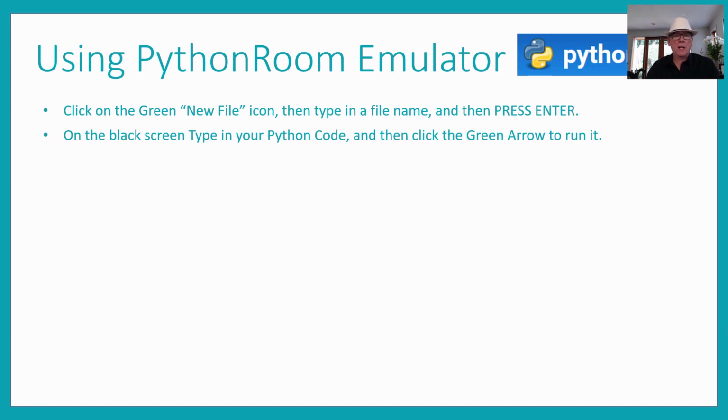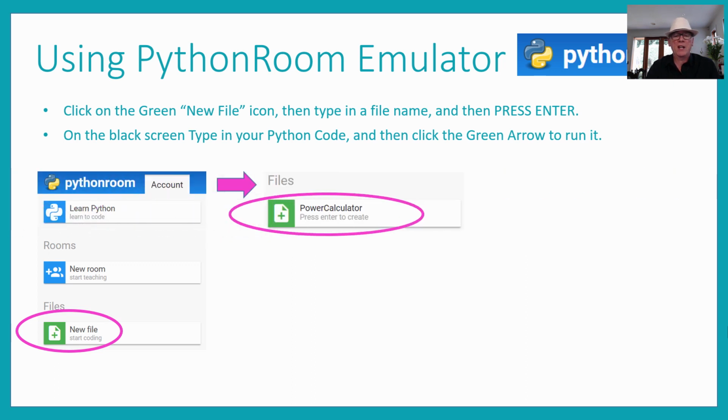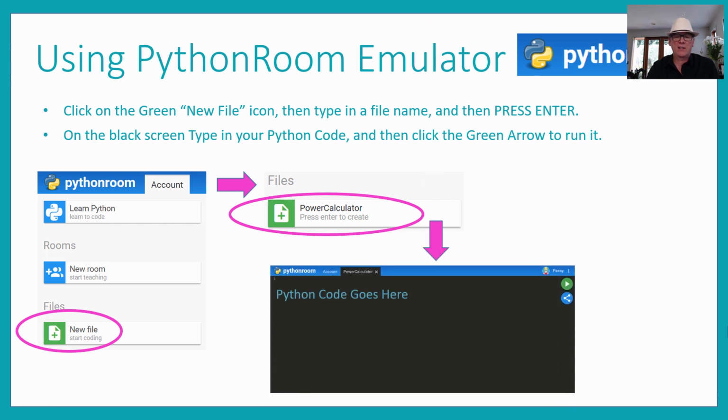And how we use the emulator is there will be a file icon, a plus that's colored green, and that's for new file. So first you click on new file, and what happens then is you're able to type in the name of the program that you're going to write, and then you press enter to get started. When you press enter, that's going to take you into the Python Room editor, and where we've written in blue there, that's where all the Python code goes in. So you write all your code in this window here. And then when you're ready to run it, you just click that green arrow up the top right-hand corner, and that'll do the Pythoning and run your program for you.